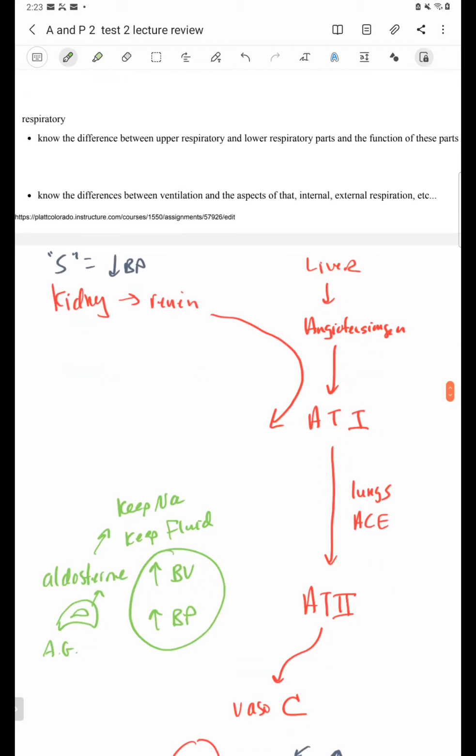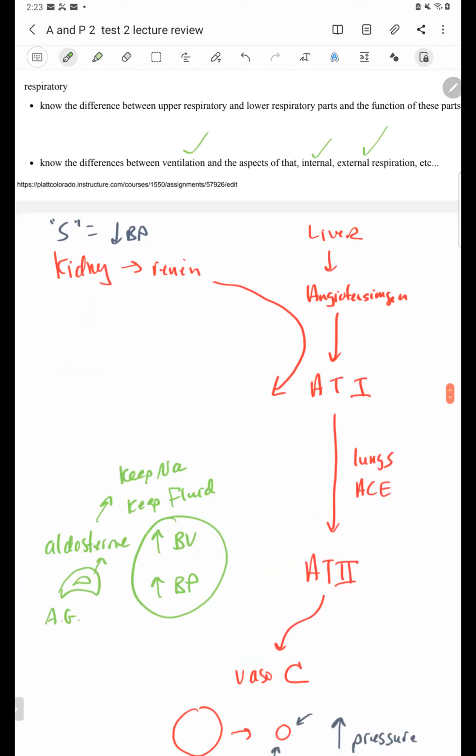Okay, be able to define ventilation and internal and external respiration. Okay, that's in the notes.